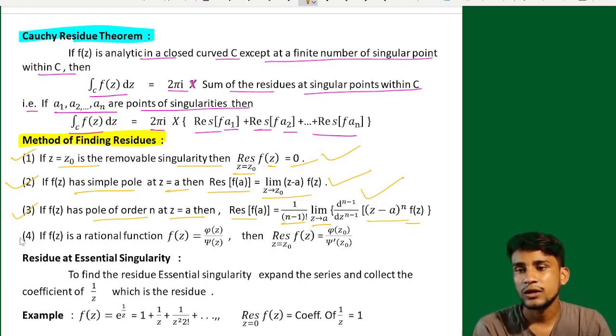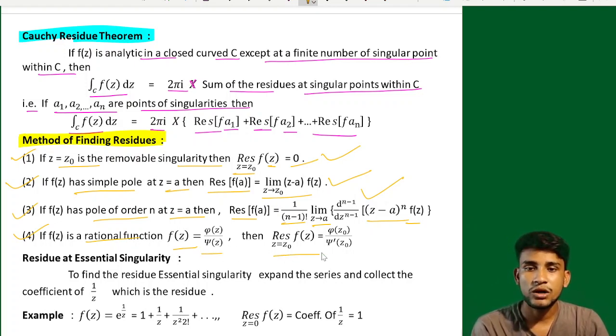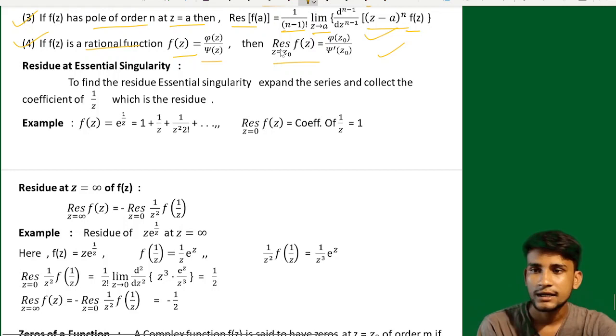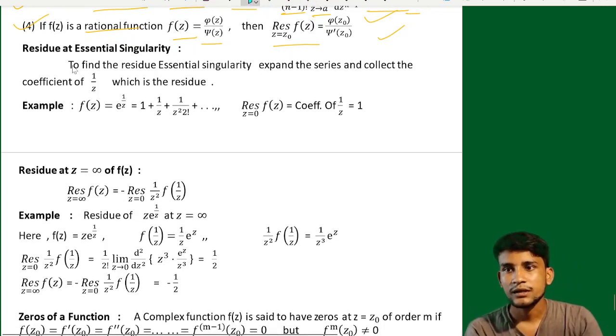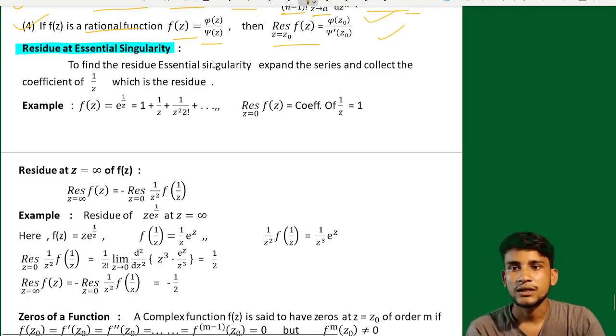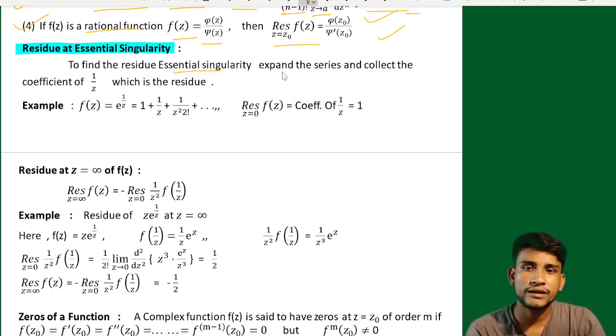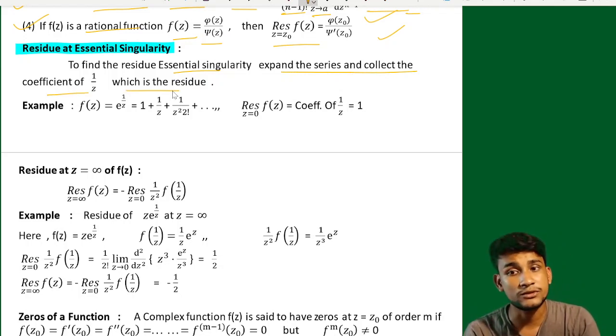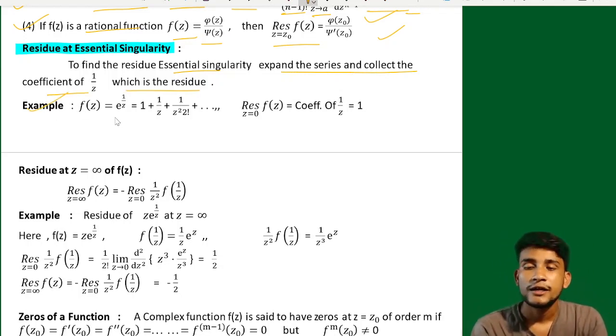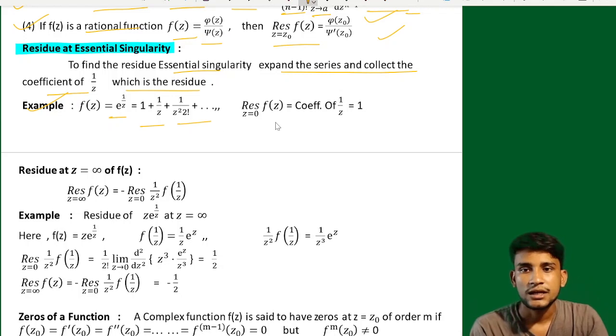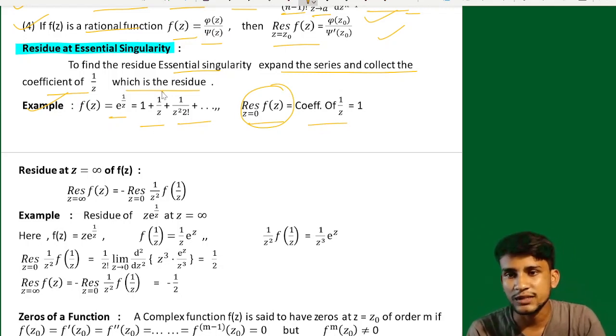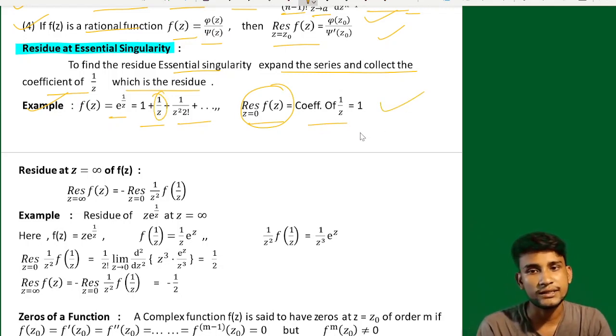Number 4: if f(z) is a rational function, that is f(z) = φ(z)/ψ(z), then the residue at z = z0 of f(z) is φ(z0)/ψ'(z0). Now, residue at an essential singularity. To find the residue at an essential singularity, expand the series and collect the coefficient of 1/z, which is the residue. For example, e^(1/z) = 1 + 1/z + ..., this is the series of the exponential, and the residue is the coefficient of 1/z, which here is 1. So this is the residue at an essential singularity example.